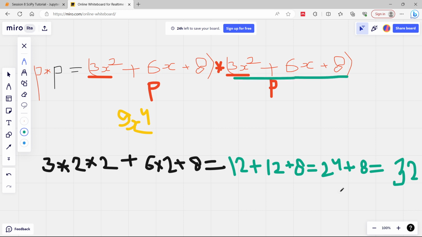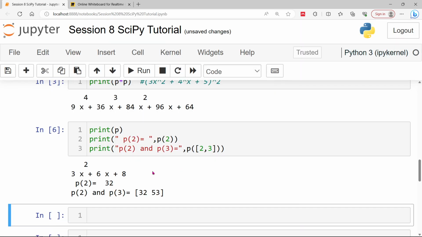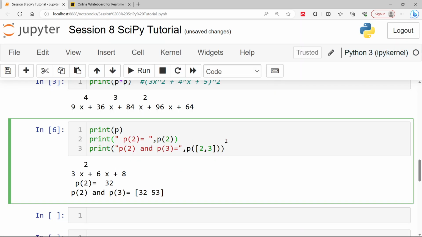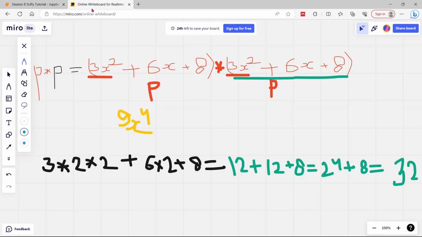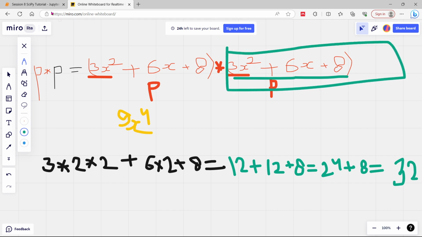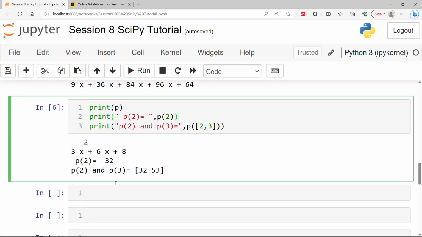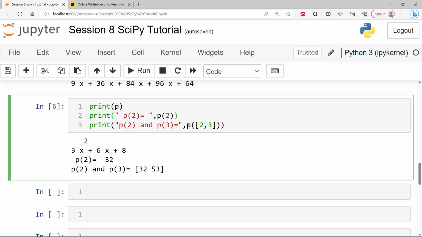So this is the long equation if you go for the manual process. But if you choose the single automatic equation, you will find this one: p of 2 is 32. P of 3, if you put the value 3 in place of x everywhere in this same equation, you will get the value 53. So you can pass multiple values at a single time, right?